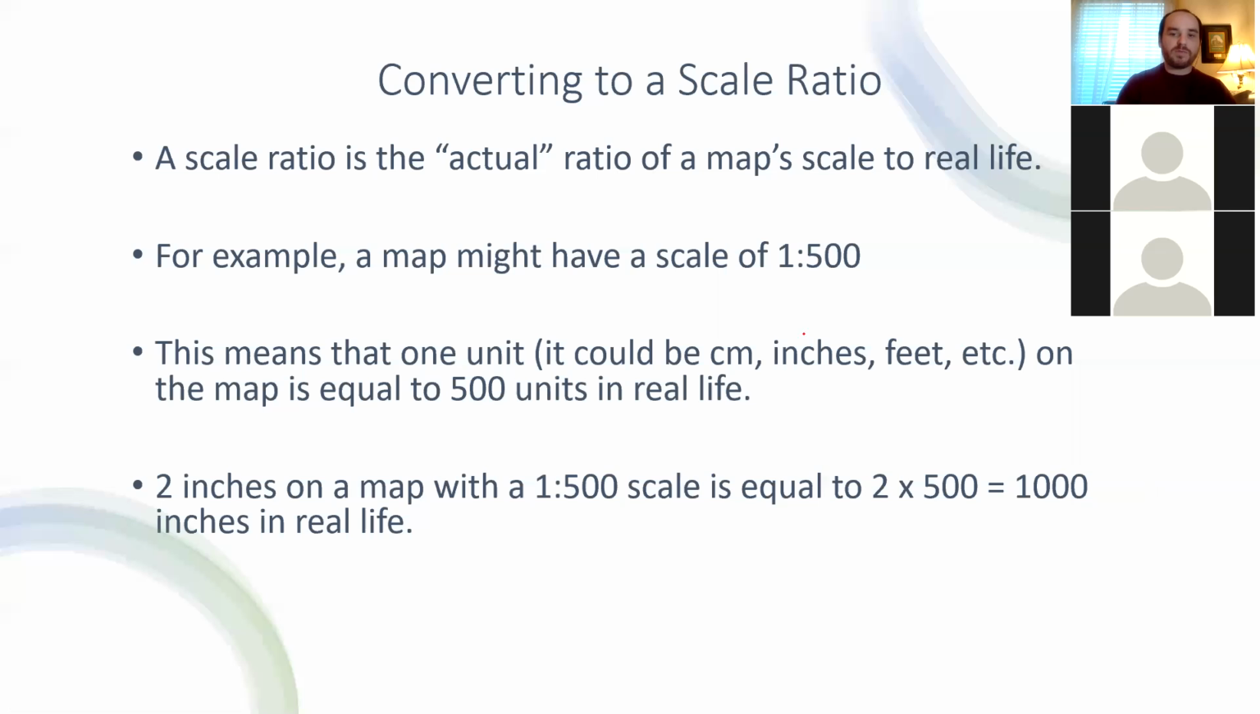So this is if we have a map with a scale of 1 to 500, 1 unit on that map. So let's say you move 1 centimeter. It's equal to 500 centimeters in real life. What I'm saying is, in this case, if you had 2 inches on a map, so if you were looking at a map and it was 2 inches from one spot to another, and this map had a scale of 1 to 500, the way you calculate how far it is in real life is you multiply the number of units on the map by the scale difference. So we multiply it by 500, we get 1,000.